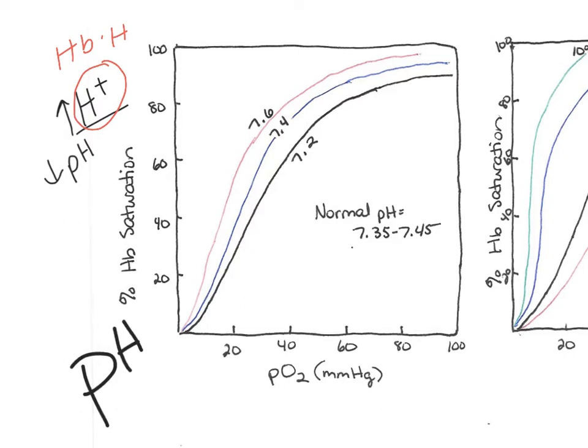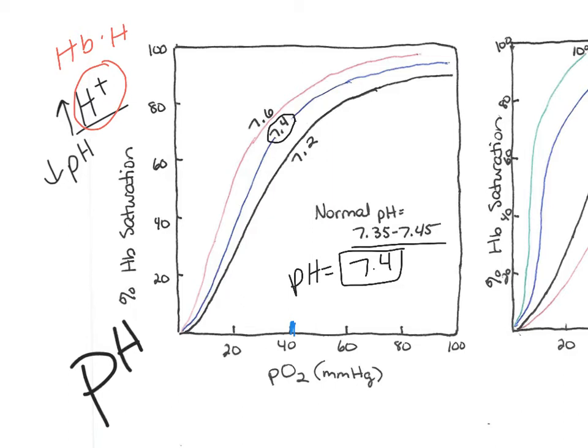The normal pH of blood is 7.35 to 7.45. So the average then would be 7.4. The normal pH of blood is 7.4. So on this chart here, we can see the normal curve at a pH of 7.4. If we look at a PO2 of 40 millimeters of mercury, this is the PO2 that would be in the venous system after the arterial blood has dropped off oxygen at the tissues, and then the blood heads back to the heart. The venous blood has a PO2 of 40 millimeters of mercury.